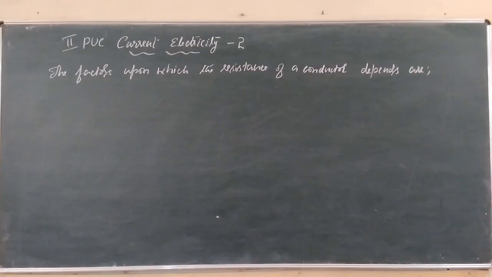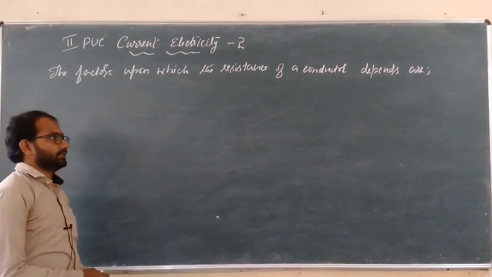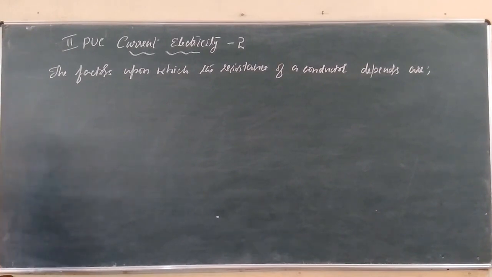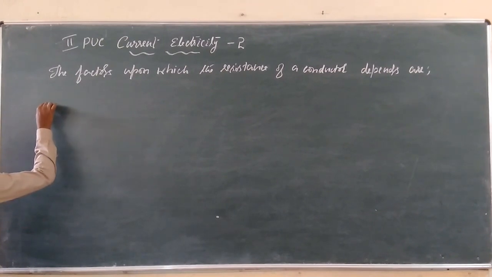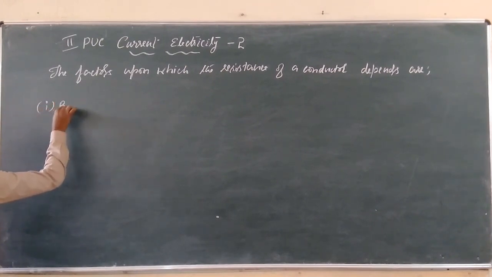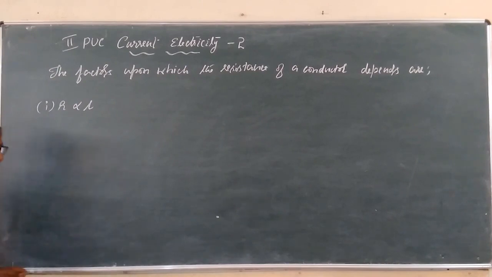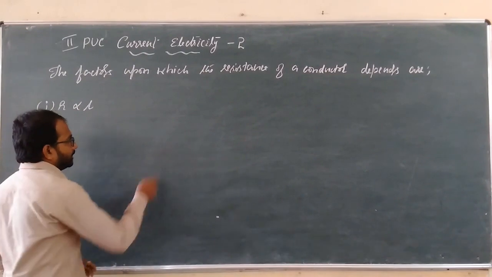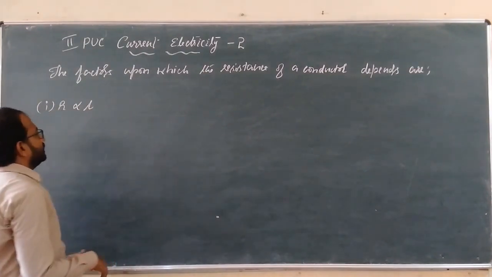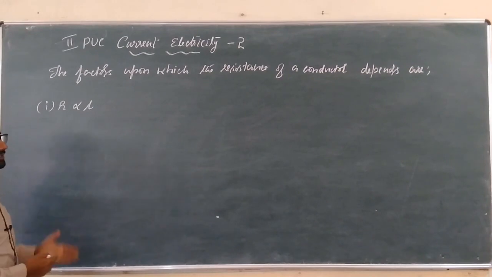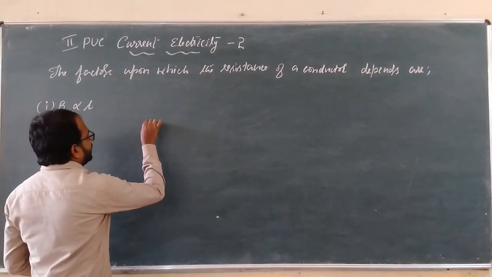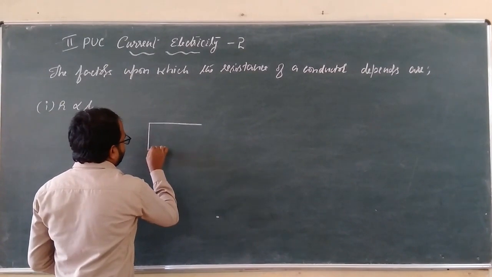As the temperature changes, the resistance of a conductor changes. If we discuss the first two factors, the first one is the length. As I told, R is directly proportional to the length of the conductor. The resistance of a conductor is directly proportional to its length, which means as the length of the conductor is increased, its resistance increases. So consider a conductor in the form of a rectangular slab.